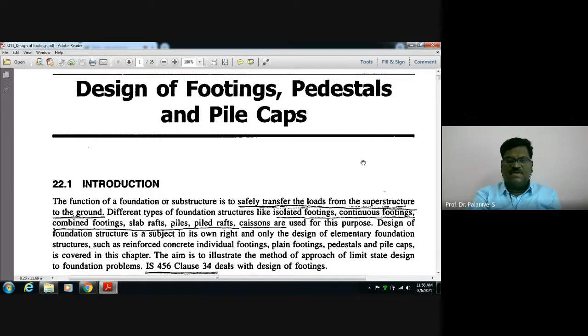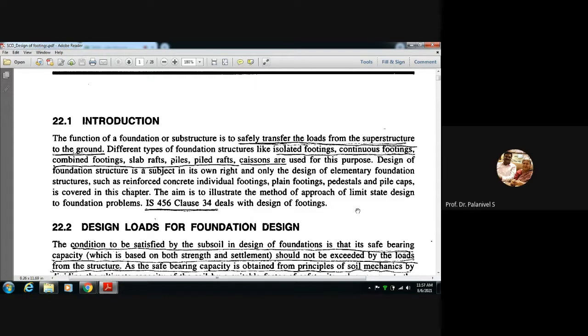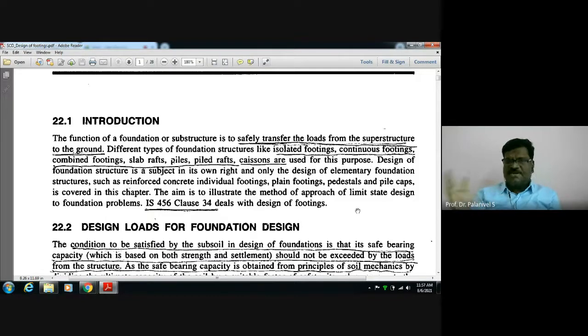You know what is the function of a foundation? You can call it foundation or substructure. You know what is superstructure and what is substructure. The structure of a building below ground is called substructure, above ground is called superstructure. The function of a foundation or substructure is to safely transfer the loads from the superstructure to the ground.